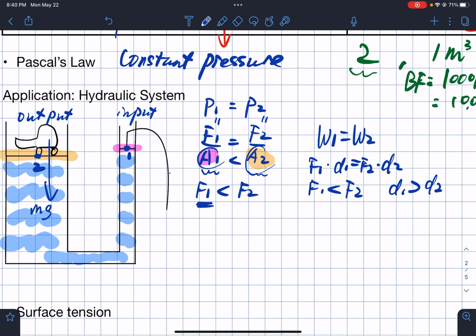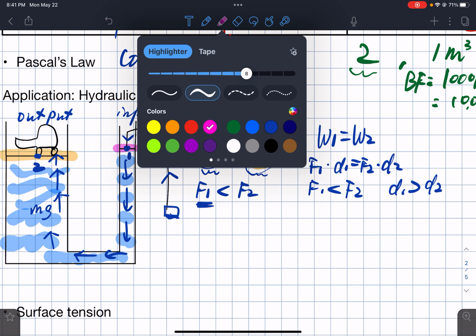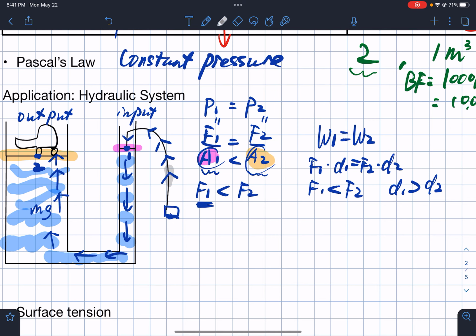Which means this force travels, if I have some apparatus here and I press the button, the input force goes this way, all the way until it lifts up the heavy car. This is the trend of this input force. It would eventually lift up the car.